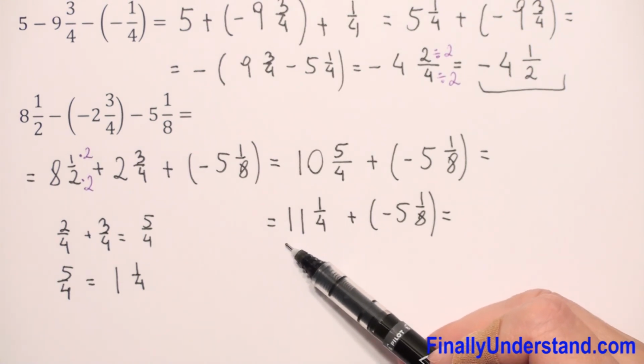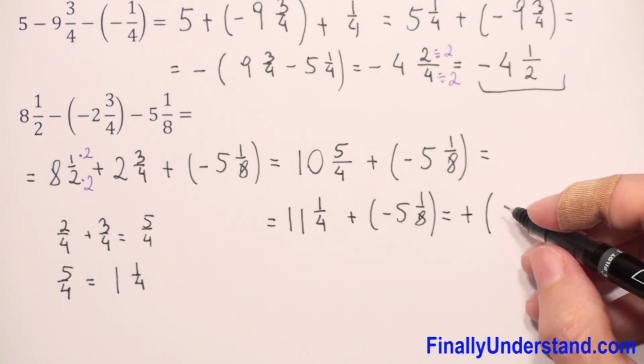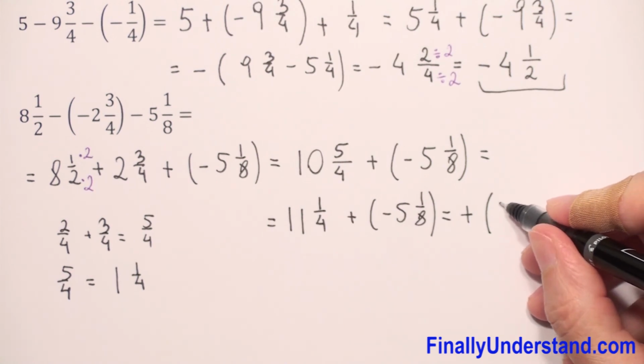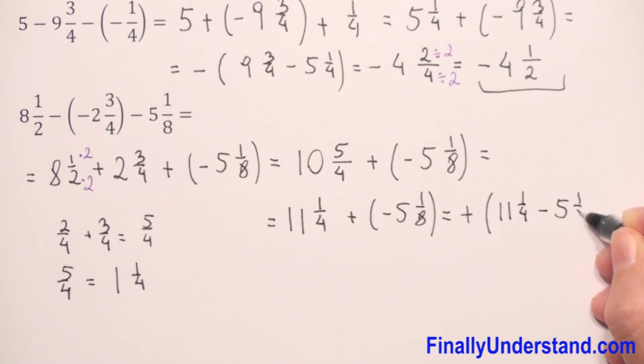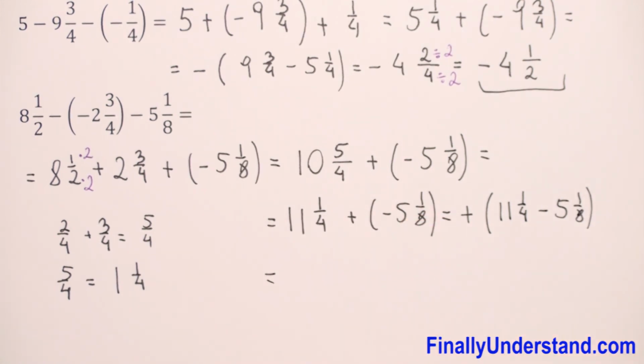So it's positive 11. So I can write the positive sign and I open parentheses, and from the greater number I subtract the smaller. So we have 11 and 1 over 4 minus 5 and 1 over 8, close parentheses. So this is equal, positive sign we don't have to write, take down parentheses. So we have 11 and 1 over 4 minus 5 and 1 over 8.